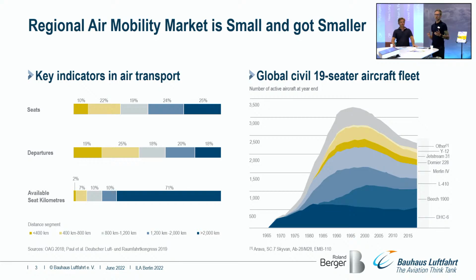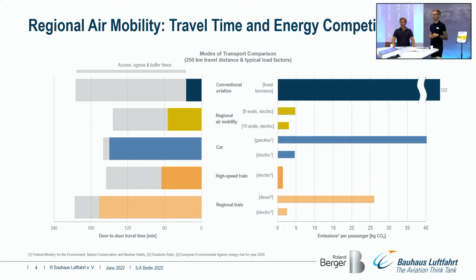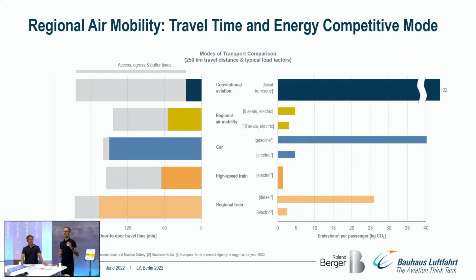So the question is, why do we think there is a potential that regional air mobility might be unlocked? If you look at two fundamental figures, the one is travel time saving. This is something aviation is all about: we want to fly or travel faster. And then the question arises: how much energy are we consuming? On the left-hand side, you can see travel time savings from door to door. The colored bars are the in-vehicle time, so in the car, in the aircraft, in the train. Everything in gray is access to the mode, egress, and buffer times.